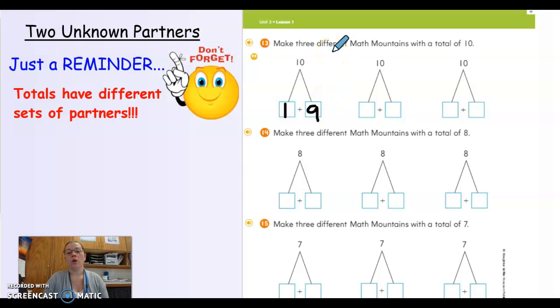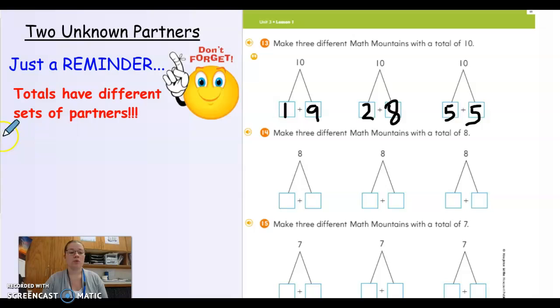Okay? What about 2? What partners with 2 to give us 10? It's 8, you're correct. And then just to switch it up a little bit, let's think about the doubles fact for 10. What goes together to give us 10? 2 of the same. Did you guess 5 and 5? You are correct. Okay.